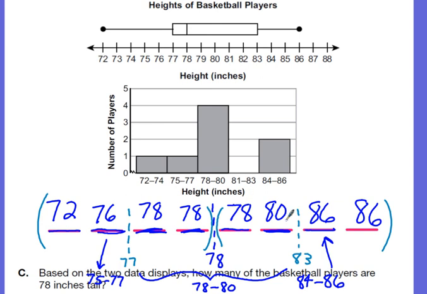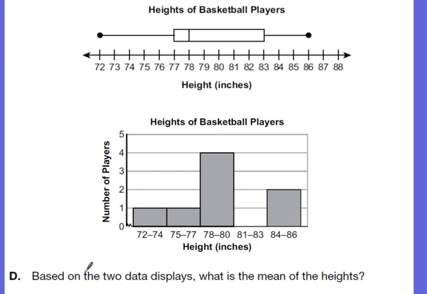So part C, we're now ready to actually answer it. Based on the two data displays, how many of the basketball players are 78 inches tall? The final answer is 3. This guy, and this guy. Part D is going to ask, like I said, based on the two data displays, what is the mean?